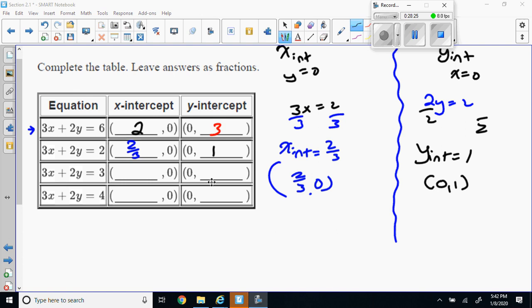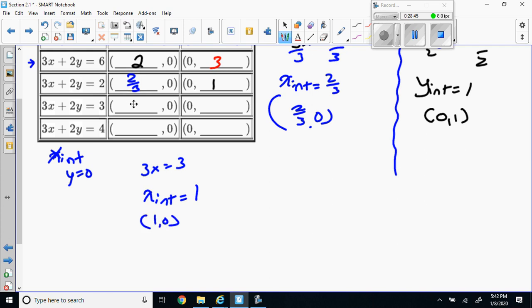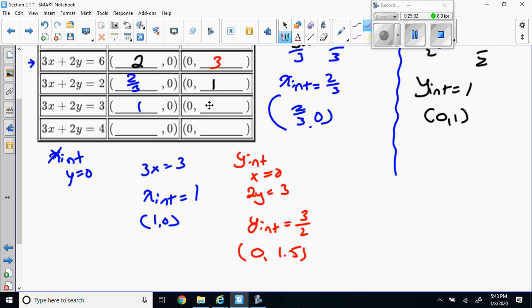All right, so let me do this, and then I'll do the third one right there. That's the x-intercept. And that's y equals 0, so I've got 3x equals 3. So x-intercept equals what? 1, and that's (1, 0), right? Okay, good. And then the y-intercept, x equals 0, right? So this thing's going to go away. So that's 2y equals 3. So y-intercept is going to equal 3/2, right? Which is 1.5. You can leave it as a decimal, or you can put it as a fraction.